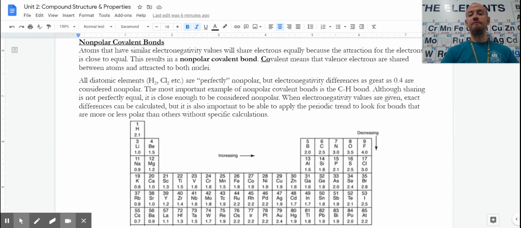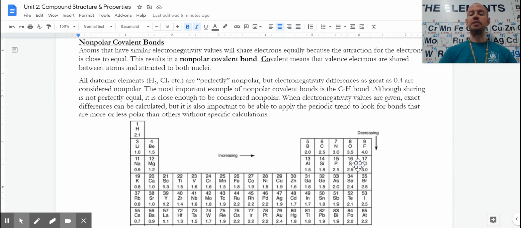One thing, the further things are away on the periodic table, the more polar the bond becomes. So fluorine to chlorine, that's a difference of 1.0. That is greater than 0.4. We'll see that that's polar. But fluorine to bromine is an even bigger difference, so it's even more polar.